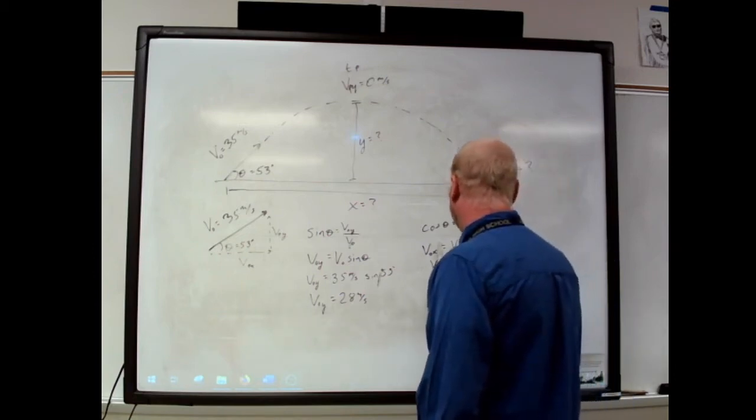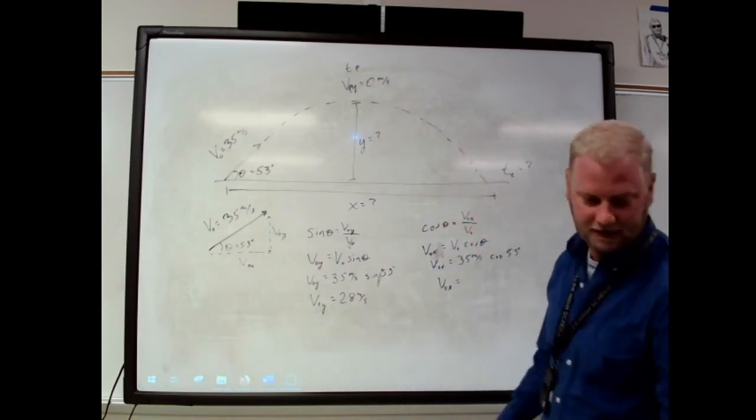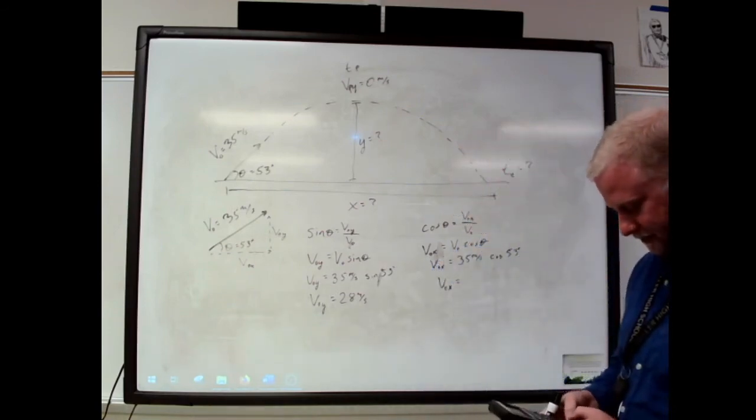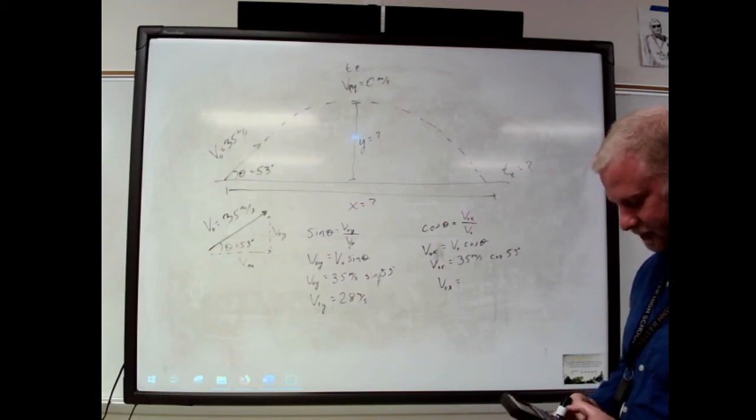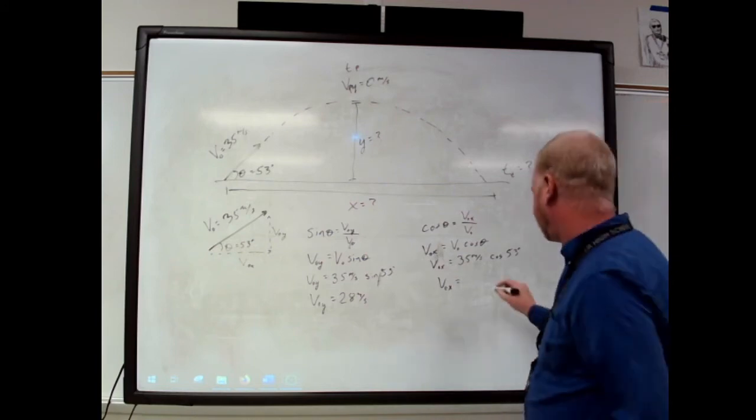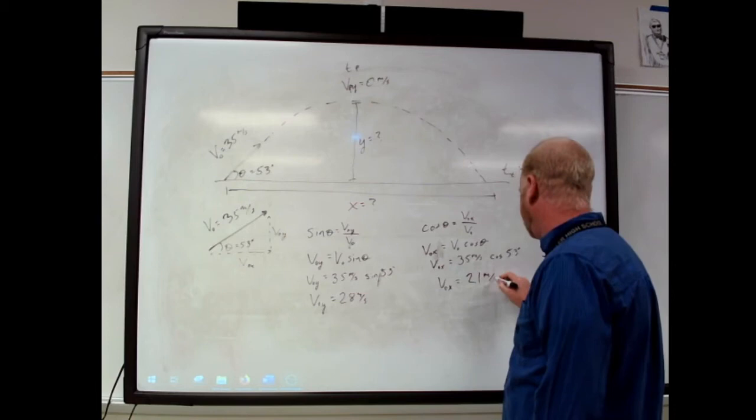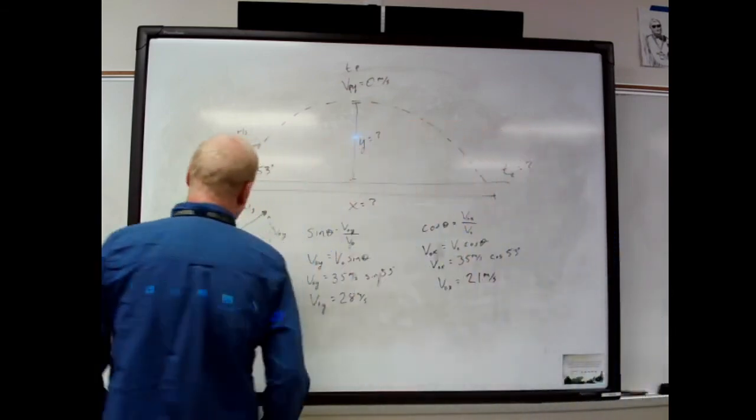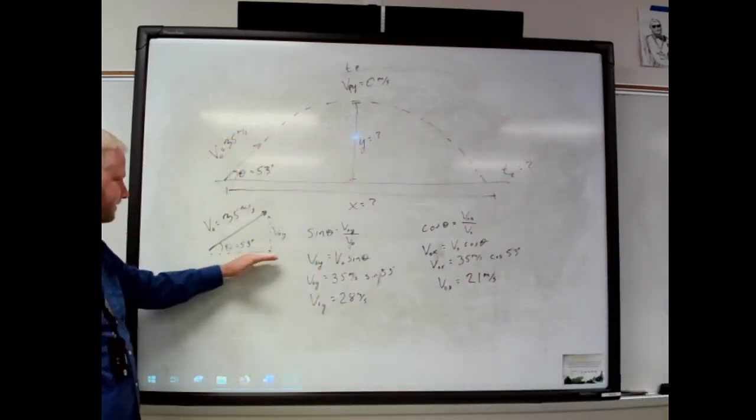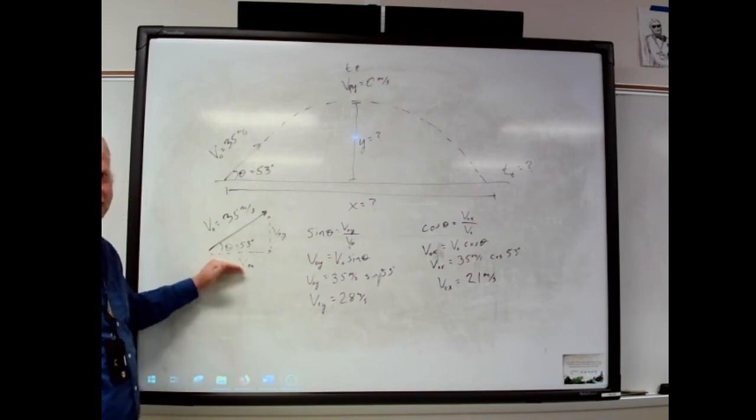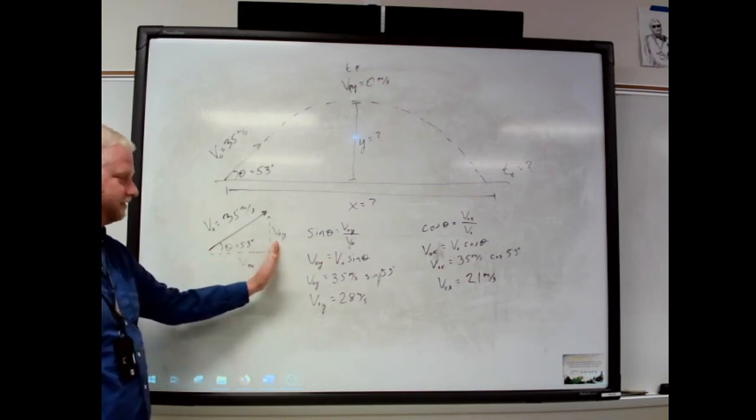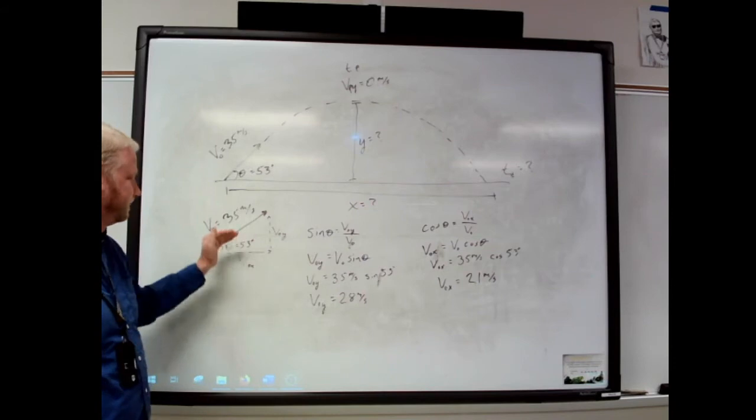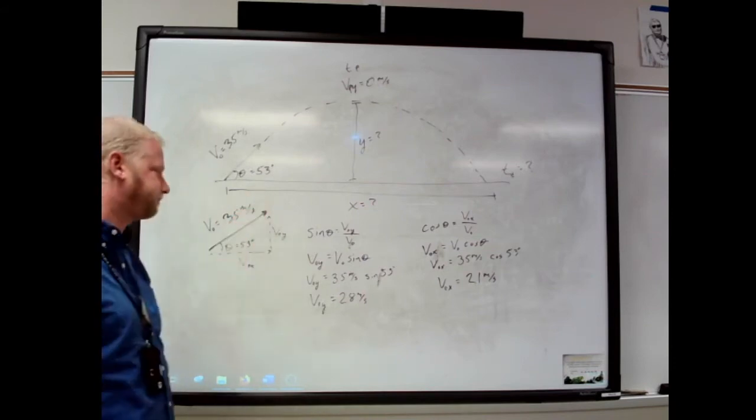So V naught x comes out to 35 times cosine 53, 21 meters per second. Alright, so basically what this is saying is 21 meters per second worth of this initial velocity is in the horizontal, and 28 meters per second worth of this initial velocity exists in the vertical.